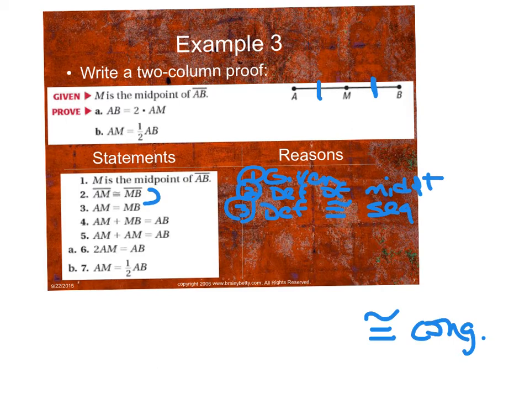All right, for step 4, it's stating that AM plus MB equals AB. So this piece plus this piece equals the whole thing. Michael? Segment addition. Yes. So that is the segment addition postulate, SAP.